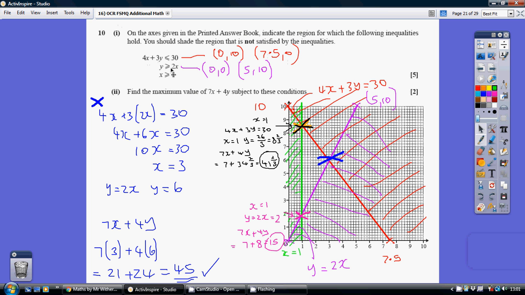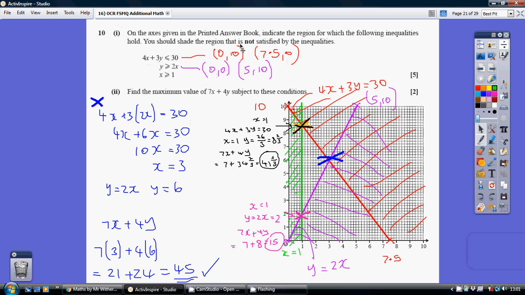Similarly with y equals 2x, two coordinates would include 0, 0 and 5, 10, because 2 lots of 5 equals 10. So that's my purple line. And then thirdly the line x equals 1. Be careful, that's the vertical line there, where all the x coordinates would be 1, you know, 1, 3, 1, 4, 1, 5 and so on.